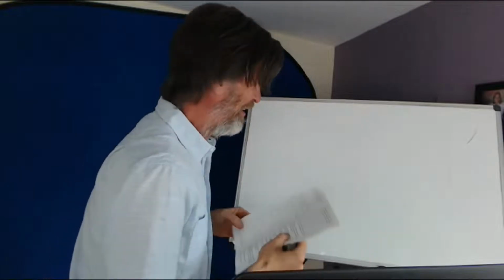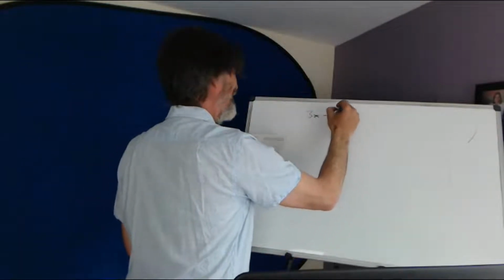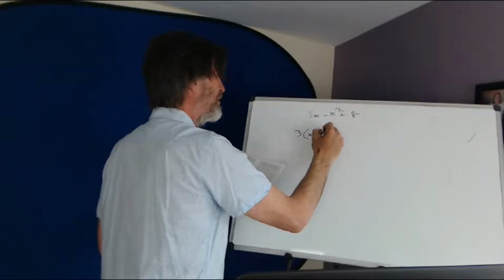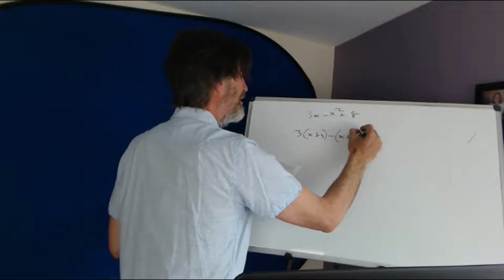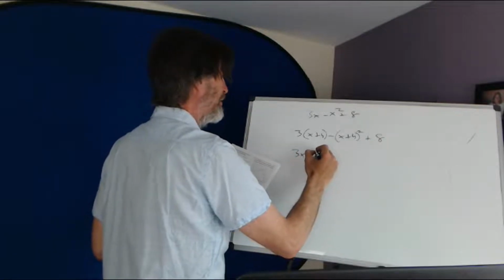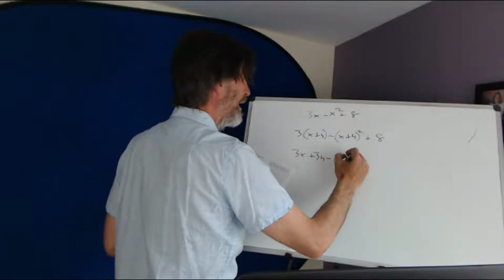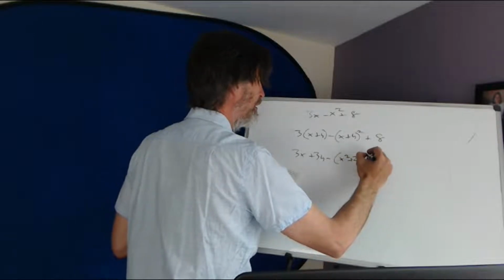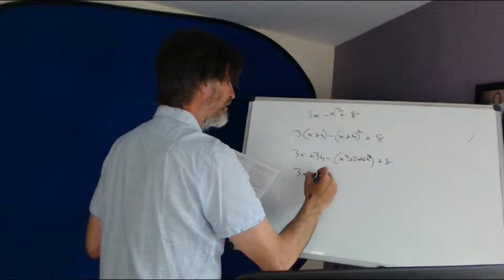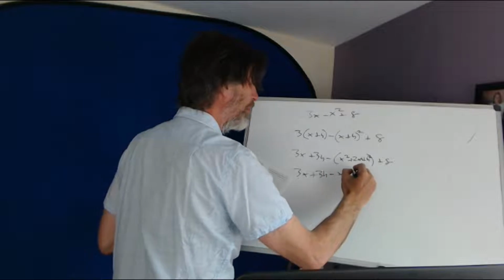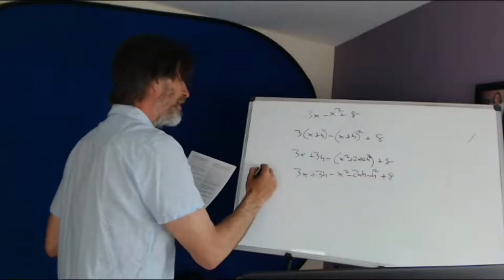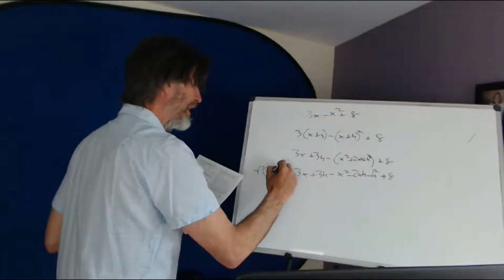Missed a factor of 3. So here's my original, 3x minus x squared plus h. I'm going to calculate f of x plus h. 3 times x plus h, minus x plus h squared, plus 8. 3x plus 3h minus x squared plus 2xh plus h squared. 3x, 3h, minus x squared, minus 2xh, minus h squared, plus h. So there I have it, f of x plus h.